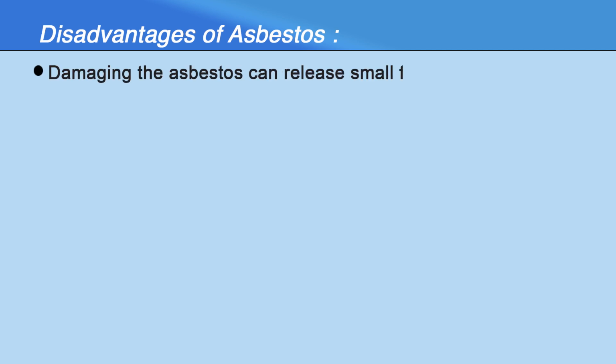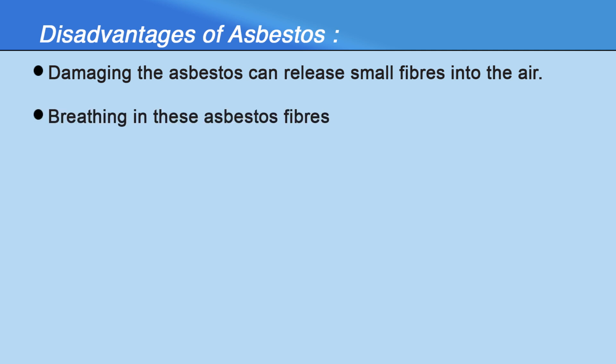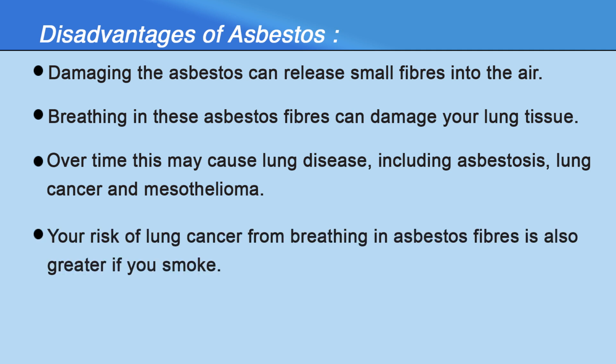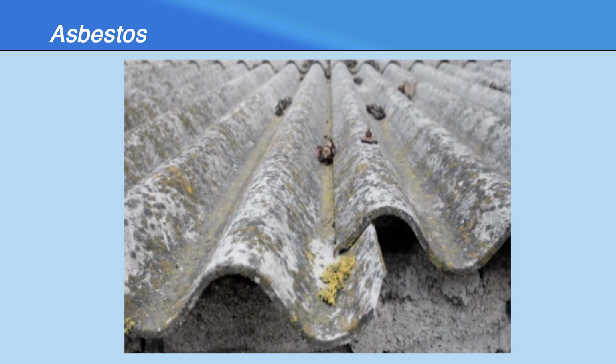Disadvantage: damaging the asbestos can release small fibers into the air. Breathing in asbestos fibers can damage your lung tissue. Over time, it may cause lung disease including asbestosis, lung cancer and mesothelioma. Your risk of lung cancer from breathing in asbestos fibers is also greater if you smoke. This is a photograph of asbestos sheets. It is a combination of asbestos fiber and Portland cement, so it looks like a cement sheet.